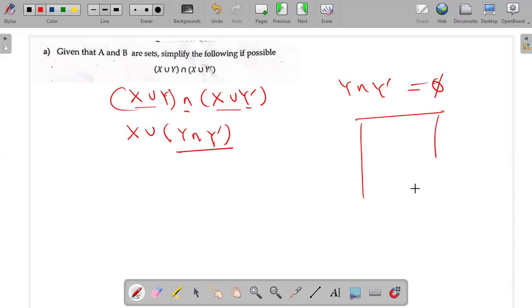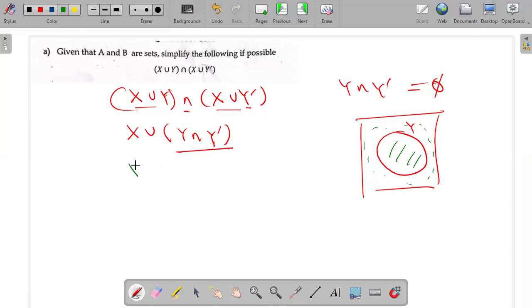You can see that graphically. If we draw our Venn diagram, we say that's the set Y. So inside here is the set Y. Outside there is its complement, and the two do not intersect anywhere. So meaning that it is empty.